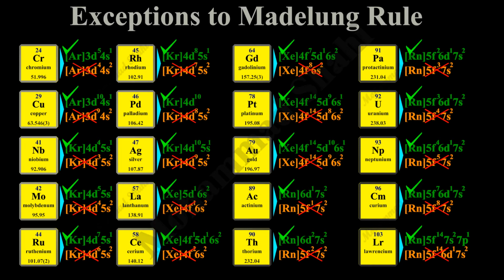Platinum, with symbol Pt, and the electronic configuration of xenon 4f14 5d9 6s1 instead of xenon 4f14 5d8 6s2. And gold, with symbol Au, and the electronic configuration of xenon 4f14 5d10 6s1 instead of xenon 4f14 5d9 6s2.